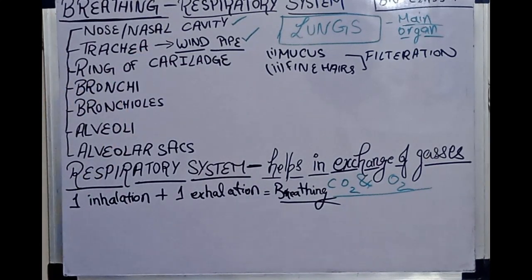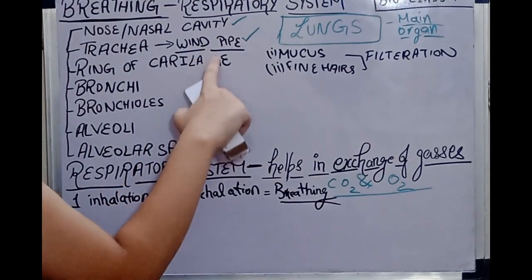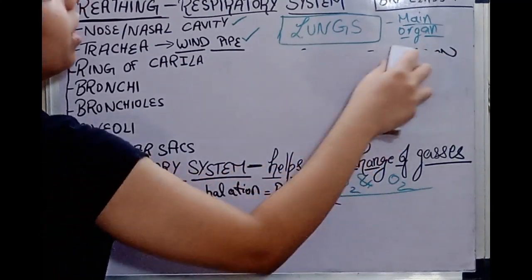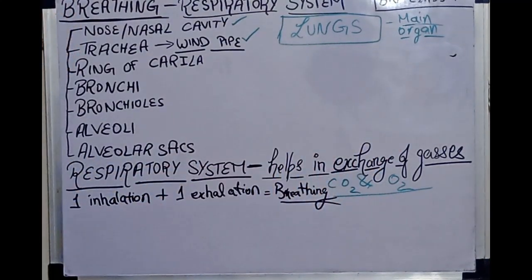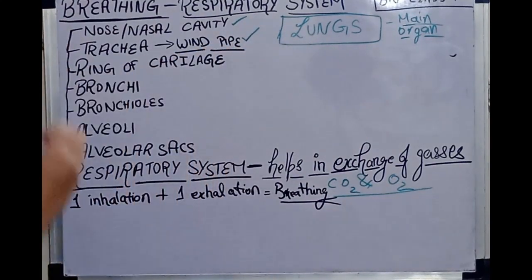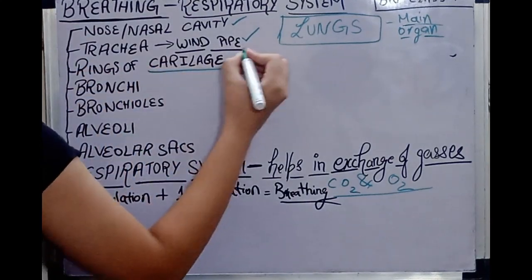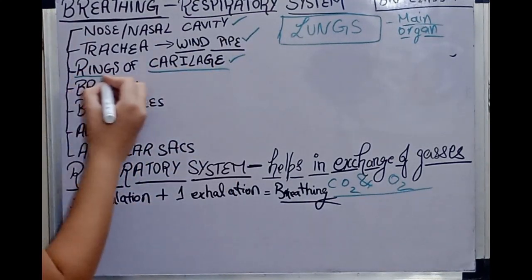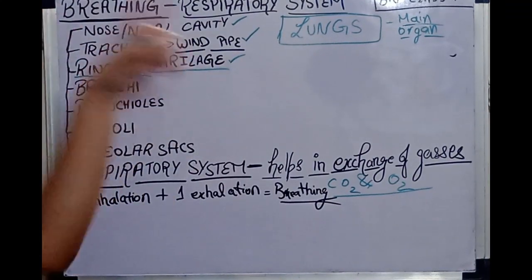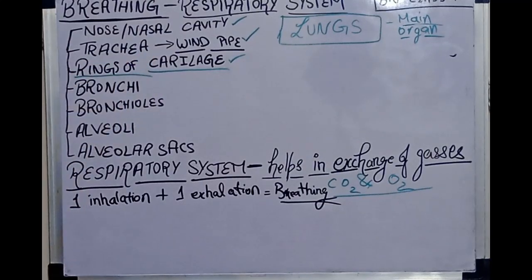Now what is the work of...? I wrote the wrong spelling. I want to apologize. So, rings of cartilage. What is this now? Rings of cartilage. Cartilage, you know, is a soft tissue. Now, rings of cartilage means ring, you know, a circular thing. Cartilage means circular tissues.